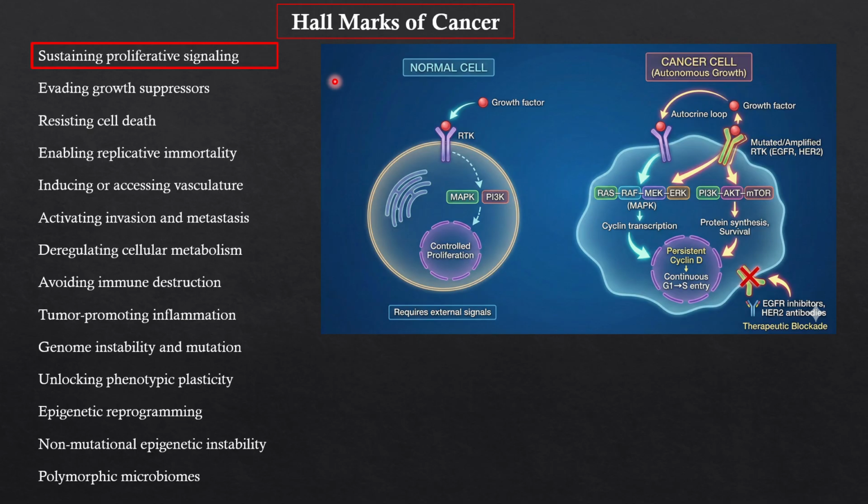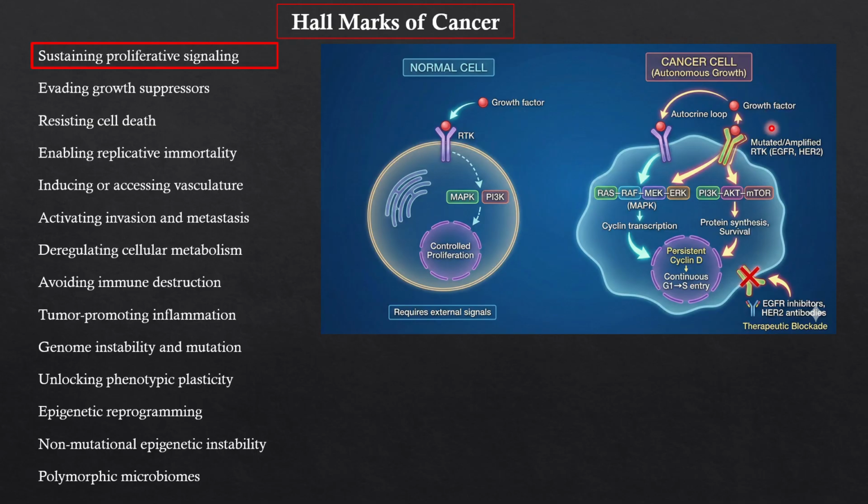We can see this by comparing the normal cell with the cancer cell. In the normal cell, growth happens when there is an external signal or stimulus called a growth factor. The growth factor binds to receptors like receptor tyrosine kinase, and as a result pathways like MAP kinase and PI3K, the phosphoinositide 3-kinase, are activated and control proliferation. However, the normal cell's growth requires external signals, and these external signals are called growth factors.